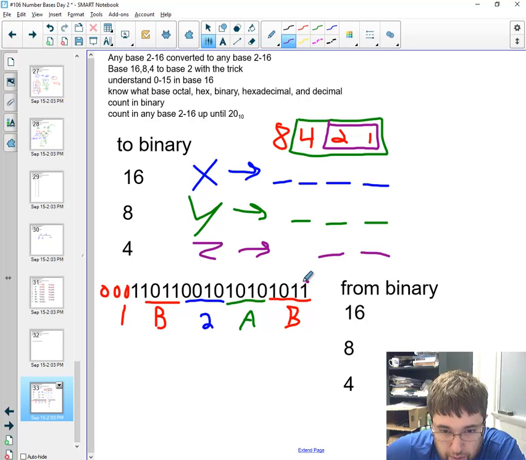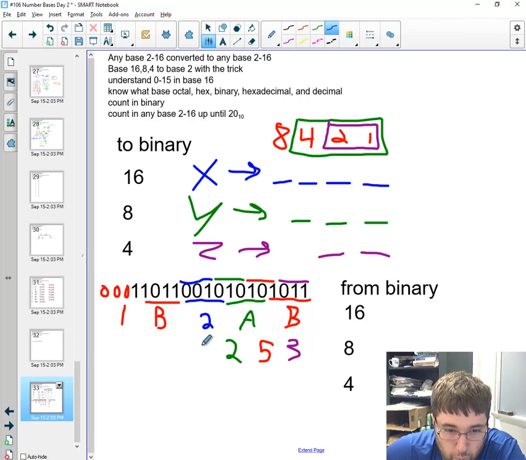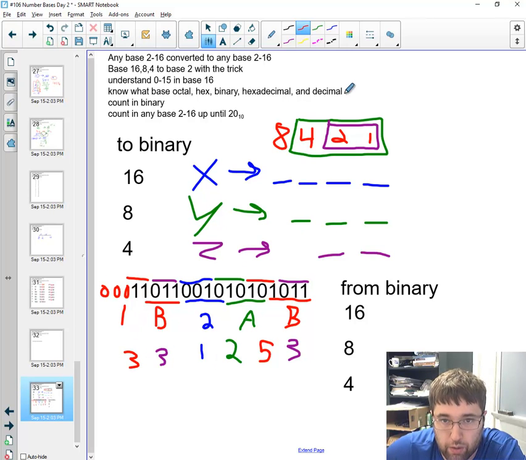Base 8, I'm looking at 3 digits. So this is just 4, 2, 1s. This is 3. These 3 is 4 plus 1 is 5. These 3 are 2. These 3 is 1. These 3 is 3, and the last 3 is 3 again. And again, we don't need those zeros because those are leading zeros.